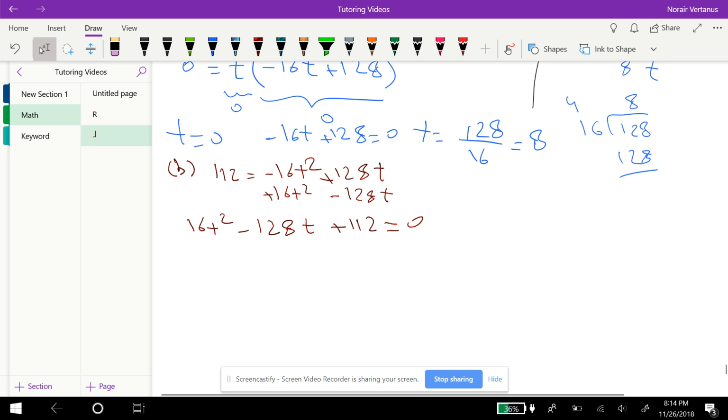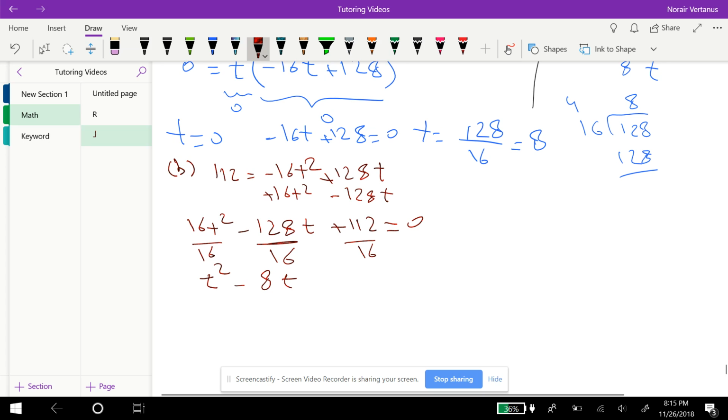So, I can divide by 16. Both, apparently, are divisible by 16. So that's going to be t squared, I can simplify it because they're divisible by 16, minus, we already did that, we got 8.